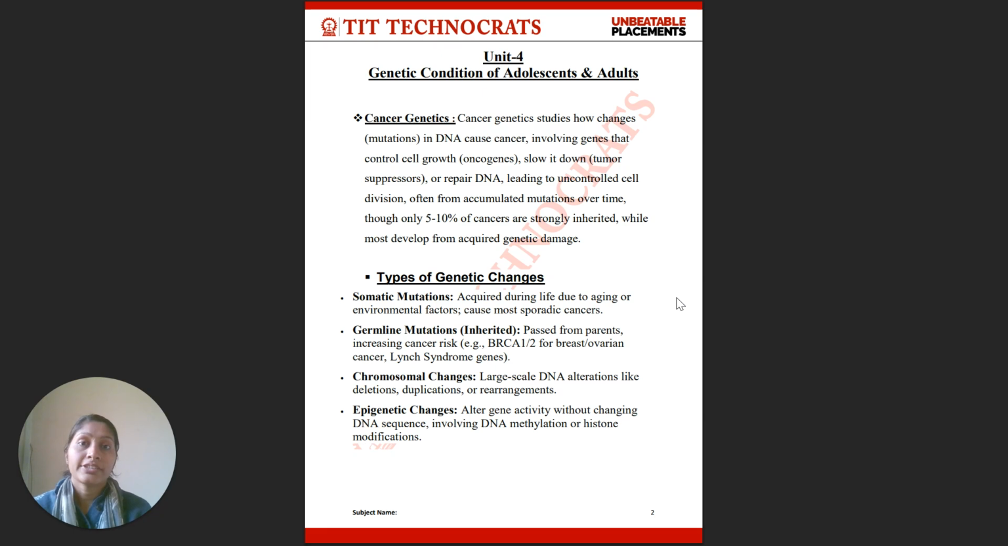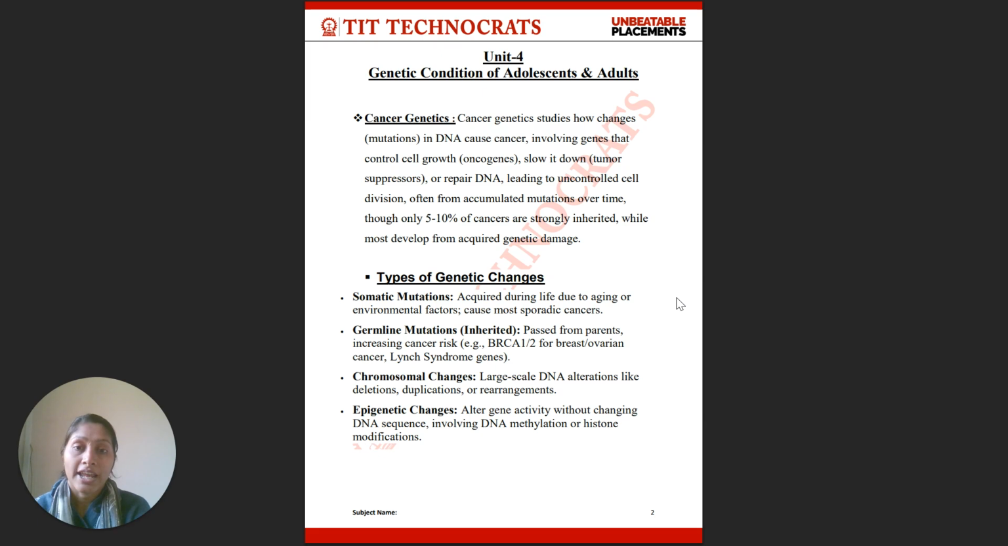And unit 4 is genetic conditions of adolescents and adults. The first topic is cancer genetics. Cancer genetics studies how changes, mutations in DNA, cause cancer, involving genes that control cell growth: oncogenes, which speed it up, tumor suppressors, which slow it down, or repair DNA, leading to uncontrolled cell division, often from accumulated mutations over time. Only 5 to 10% of cancers are strongly inherited, while most develop from acquired genetic damage.